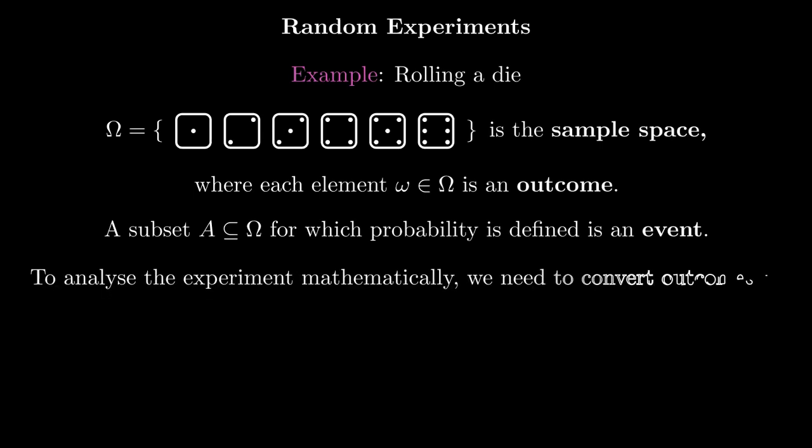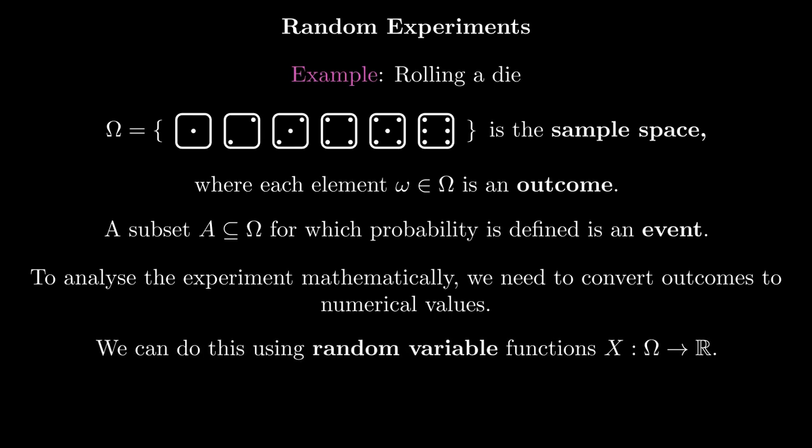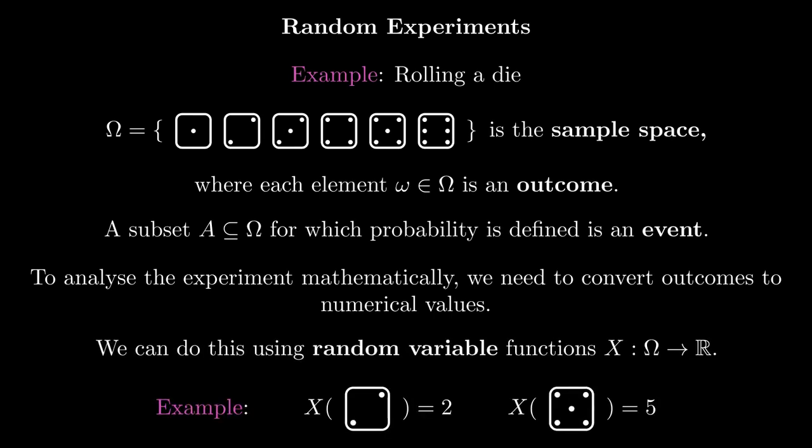To analyze the experiment mathematically, we need to convert outcomes to numerical values. We can do this by introducing a random variable function, which takes in an outcome and returns a numerical value. In this case, if the outcome is the face with n pips on it, then X evaluated at that outcome will be the real number n. Now that we have a mathematical model, we can look at some properties of the probability distribution.